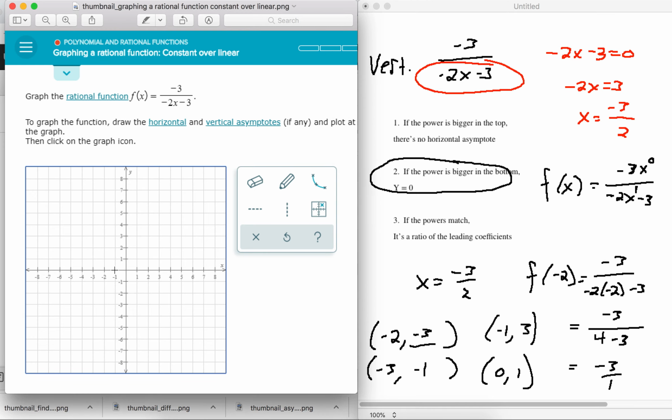So -1 on the x, 3 on the y. Use that pencil tool to put a dot there. 0 on the x, 1 on the y. Use that pencil tool to put a dot, and then you can connect it with that tool. So that's how you can graph a rational function. Okay, make the asymptotes first. Then make 2 dots to the left of the vertical asymptote. Connect them with this tool. Then make 2 dots to the right, like I showed with plugging in points.